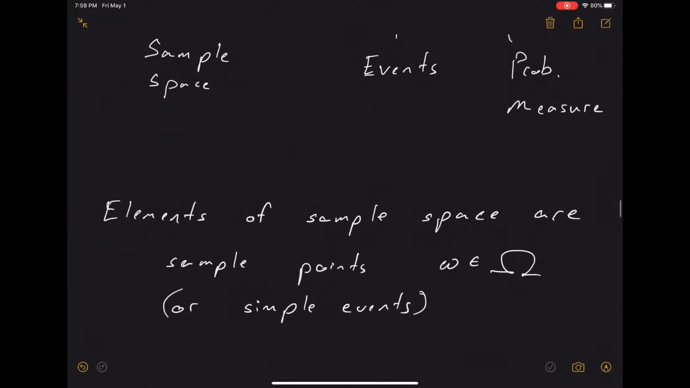Just a quick note before we talk more about the real analysis aspects of probability. The elements of the sample space big omega are called sample points, also known as simple events or elementary events, and they're denoted as little omega. Okay, so that's not a W, that's a little omega.